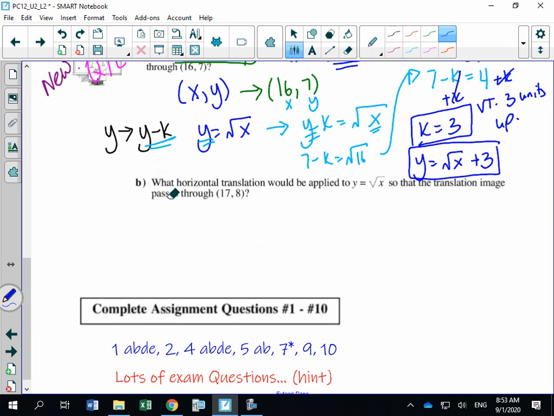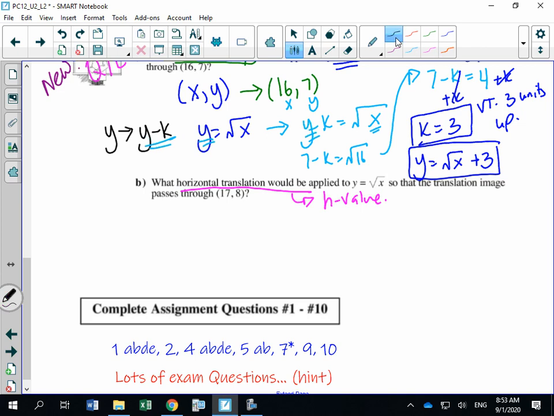Okay, B. What horizontal translation would be applied to this so that the translated image passes through that point? So again, when they say what horizontal translation, you say to yourself, they want an h value, right? They want an h value.